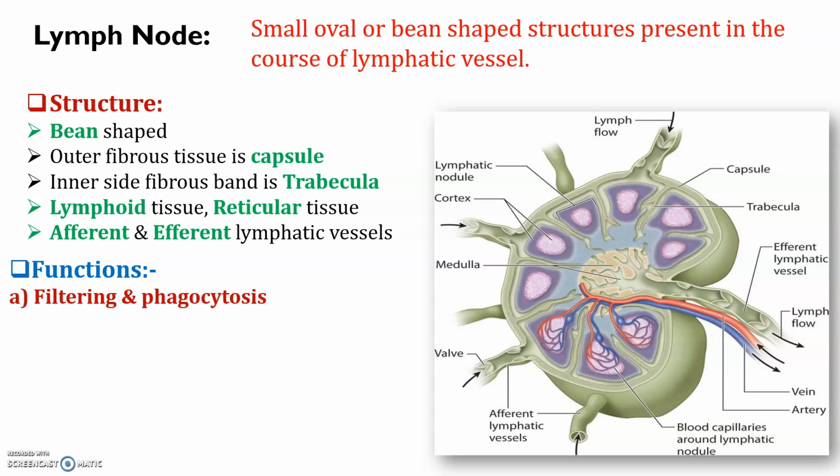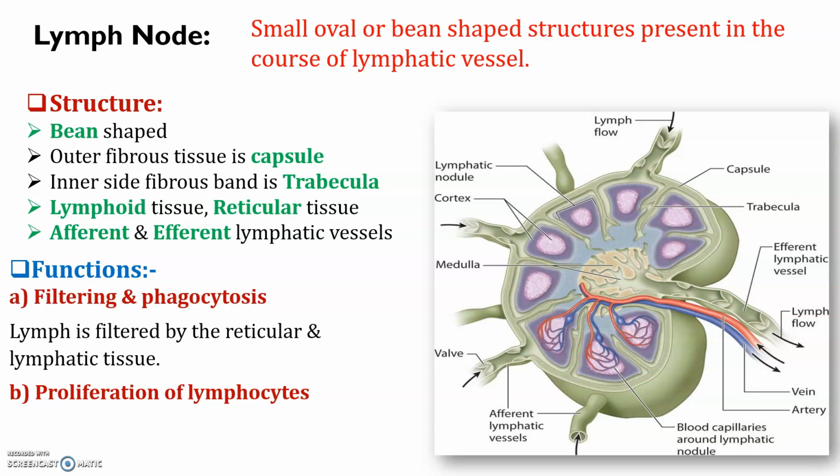Now what is the function? It acts as a filter and performs phagocytosis. Generally it filters the different types of lymph and reticular tissues. The second function is proliferation of lymphocytes, which indicates the activation of T and B lymphocytes in the lymph node.